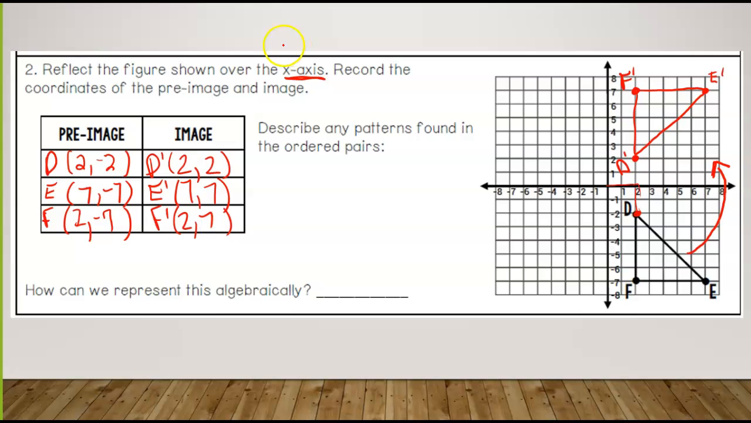All right, we're writing it algebraically. The rule for crossing the x-axis, what stays the same? The x stays the same. What happens to the y? It changes to the opposite y.